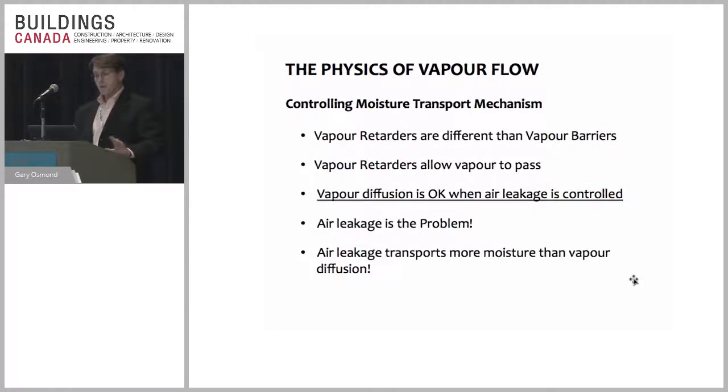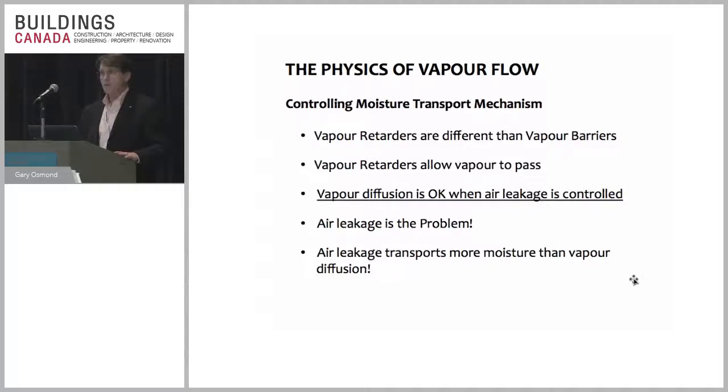So what I'm suggesting to you is we have to look at controlling these moisture transport mechanisms. Vapor retarders are different than vapor barriers. One allows moisture, one stops moisture. We can allow moisture because as it passes, we know that vapor diffusion is okay when there's no air leakage behind it. There's no driving forces.